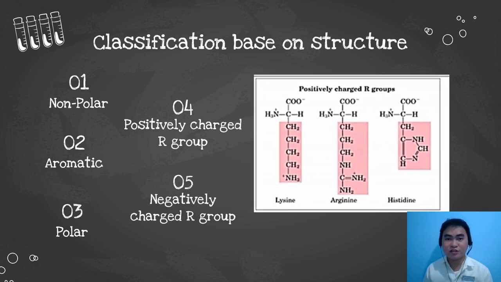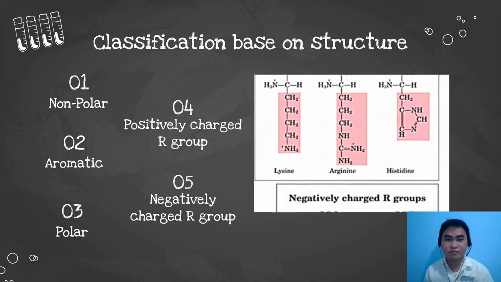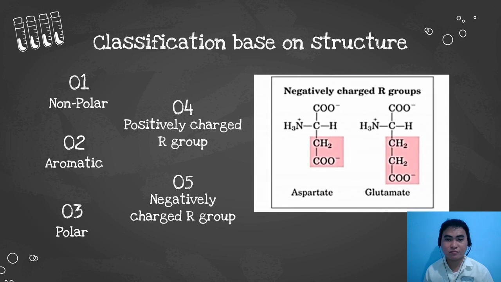We also have the positively charged group. Now, the amino ends of the R groups of these amino acids are unbalanced and give the amino acids an overall positive basic charge. And lastly, the negatively charged group, wherein the carboxyl ends, COOH, of the R groups of these amino acids are unbalanced and the amino acids have an overall negative charge or acidic.